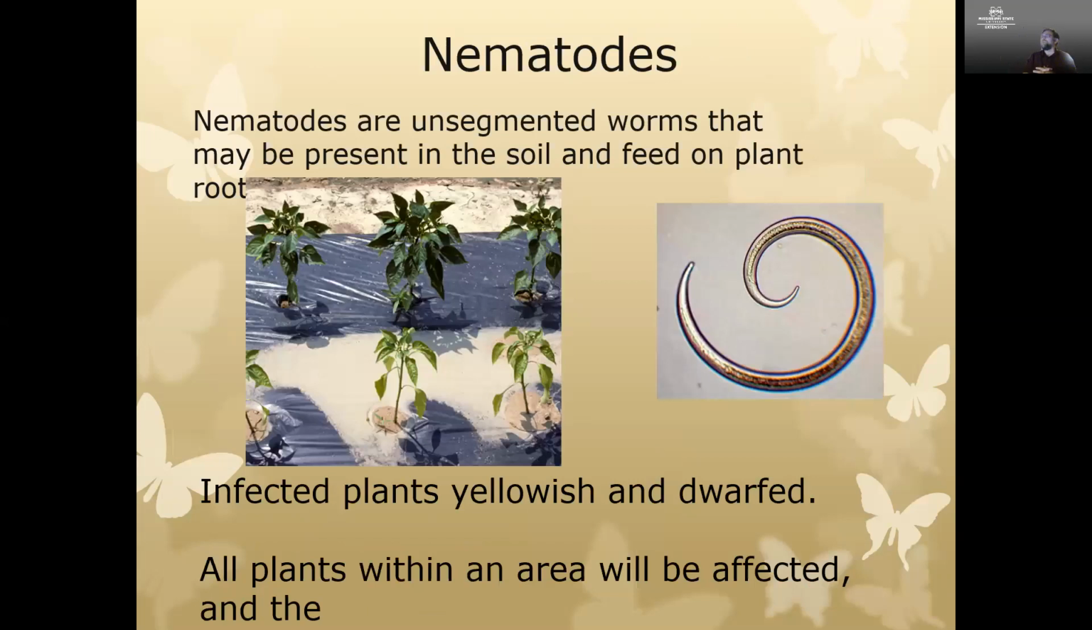All right, talk here about nematodes. Nematodes are an interesting organism. They're actually a kind of worm that lives in the soil, not like the earthworms. They're actually an unsegmented worm, and they feed on plant roots. So plants that are affected by them can be yellowish or dwarfed. And when this happens, really all the plants that are going to be in an area are going to be affected, and that area will slowly expand as the nematodes expand the area that they're infesting.